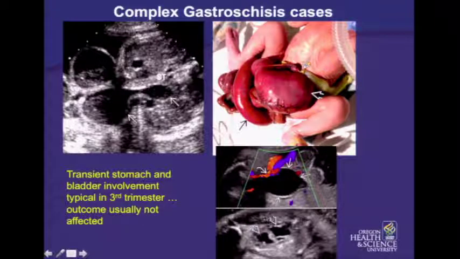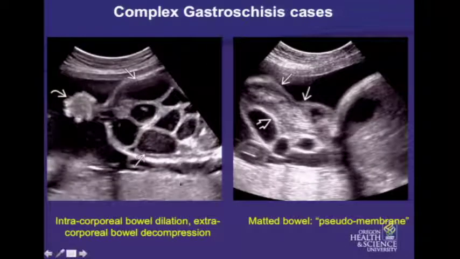Same for the bladder. The bladder might be seen in and out, but in this case, the bladder was consistently out and the fetus had hydronephrosis. These are considered complex cases. Here's a case of complex gastroschisis because of intracorporeal bowel dilatation. You notice there's extracorporeal bowel decompression.